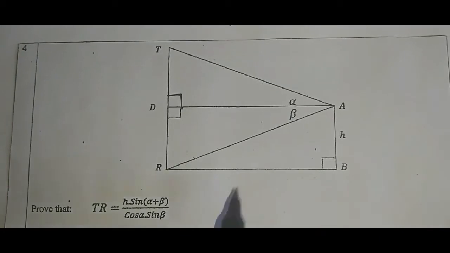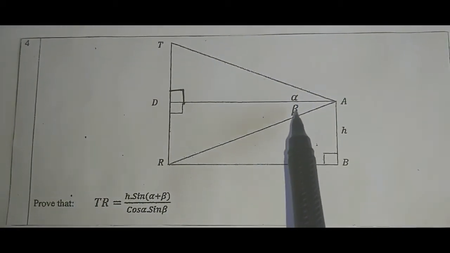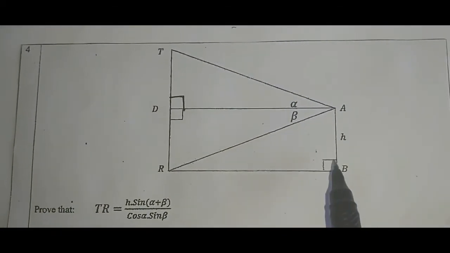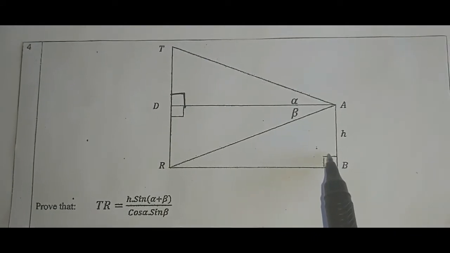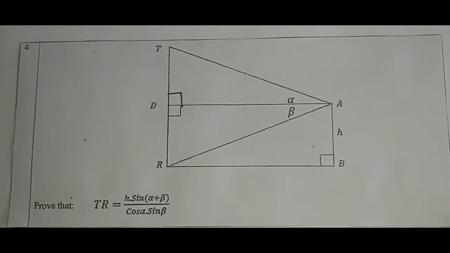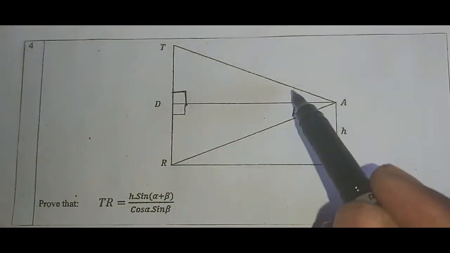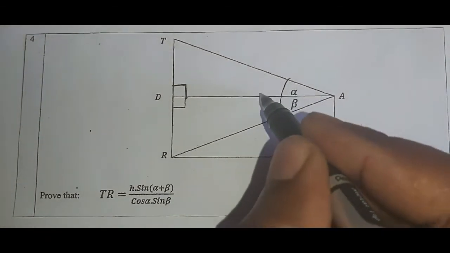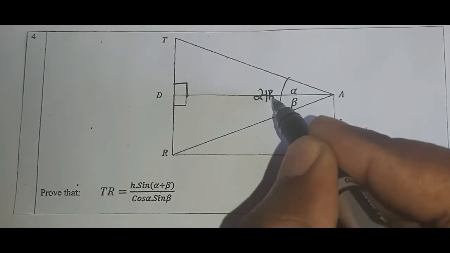Then here is angle alpha. This one is angle beta. This is perpendicular to this one. That's 90 degrees there. Therefore, this angle here becomes alpha plus beta.